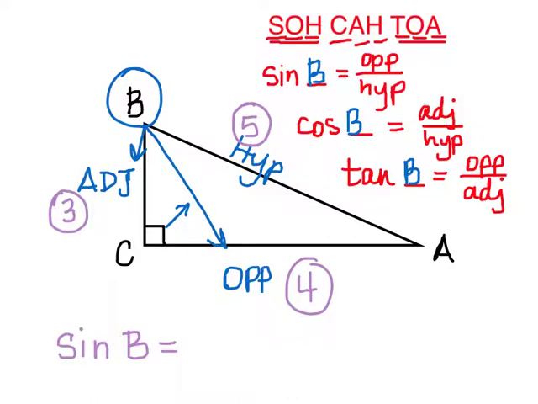So if someone gave you the side measures and asked you to find sine B, you would just put the opposite side over the hypotenuse side. Notice I've labeled those with numbers, so the numbers were given and the angle was not given, and we can still find out what sine of B is. It's 4/5.